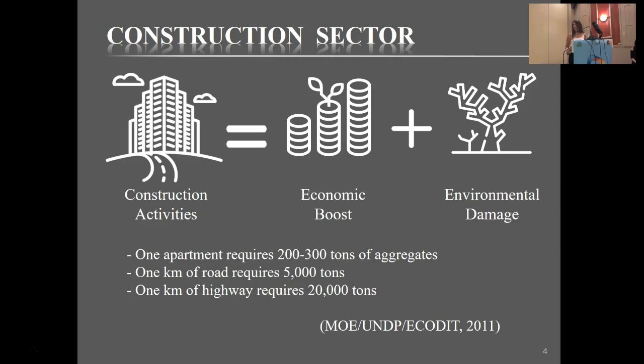So, as we all know by now, the construction sector is one of the most active and major sectors in every country. Construction activities are twofold. They boost the economy on one hand, however, they damage the environment as well. In reality, one apartment requires 200 to 300 tons of aggregates, while 1 kilometer of road requires 5,000 tons versus 20,000 tons for 1 kilometer of highway, and that's according to the Ministry of Environment in Lebanon and the United Nations Development Program in 2011.